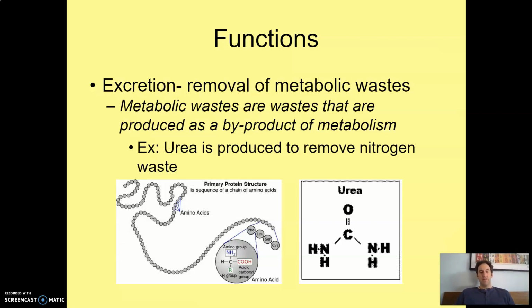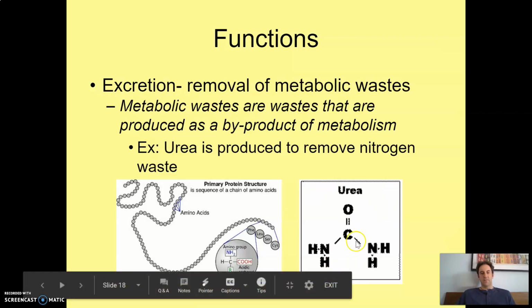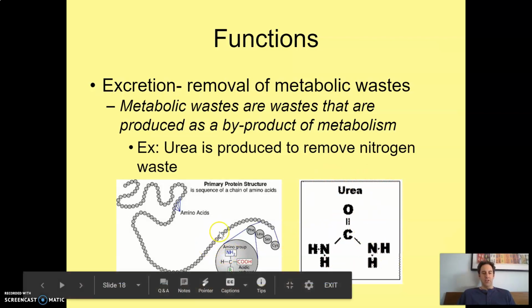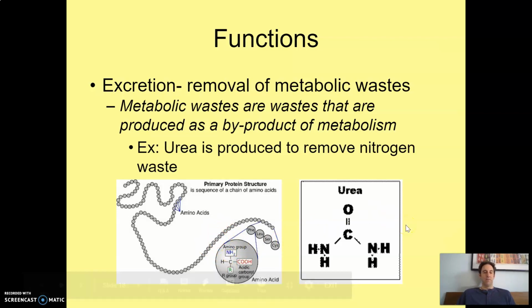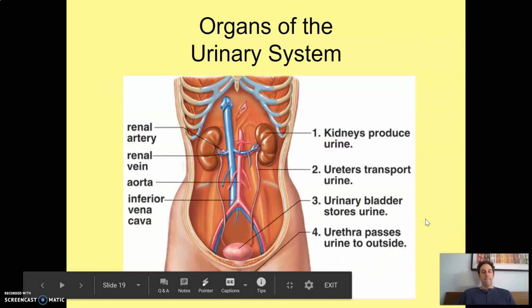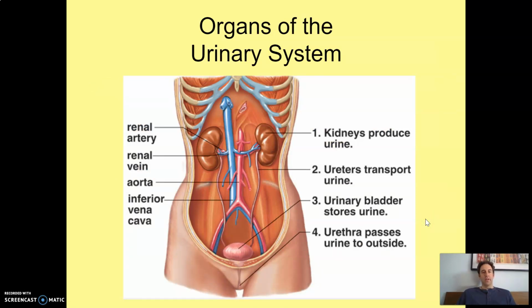An example, actually it's not that well-known, urea is a metabolic waste. And it looks like this, and it's produced to remove nitrogen waste. If you metabolize proteins, proteins have these little NH2 groups on all the building blocks, the amino acids, and if you burn proteins for energy, you got to get rid of those NH2 groups, and urea is a way to do that.